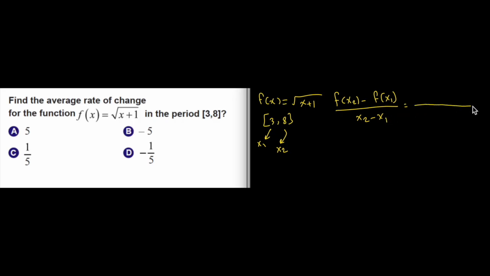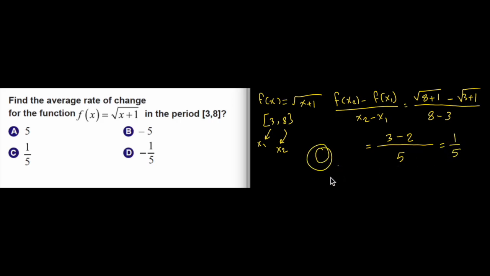So by plugging in f of x2, it means root x2 which equals 8, so it will be root of 8 plus 1. This is minus root x1 which equals 3, so it will be root of 3 plus 1, over x2 minus x1, it means over 8 minus 3. So by calculating the numerator we have root 8 plus 1 which is root 9, which equals 3. This is minus root 4 which equals 2, over 5. So it will be 3 minus 2 which equals 1 over 5, so the answer is C.